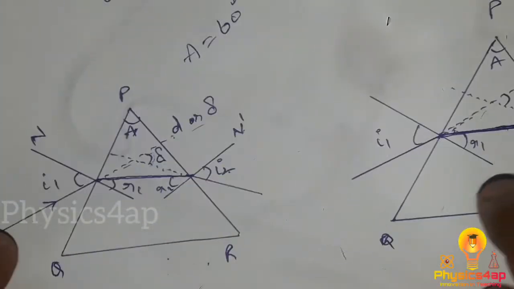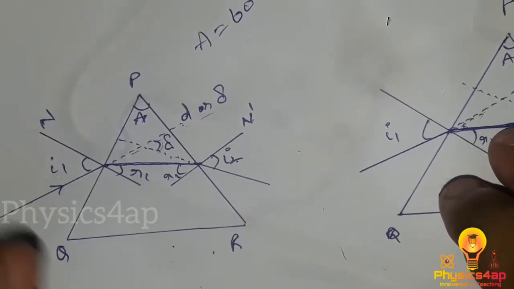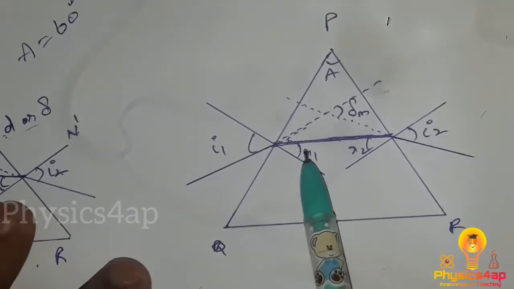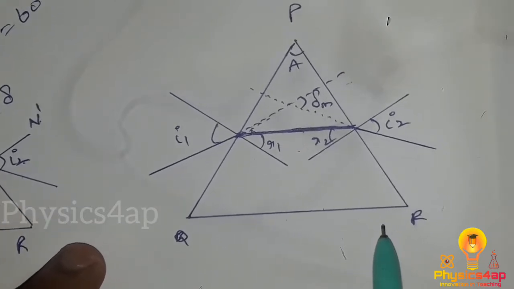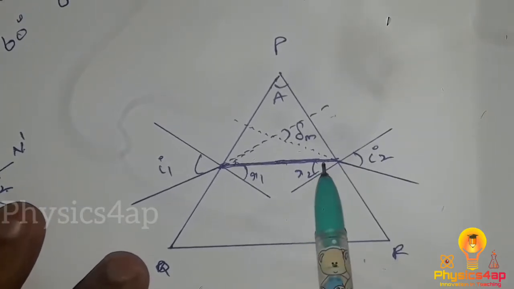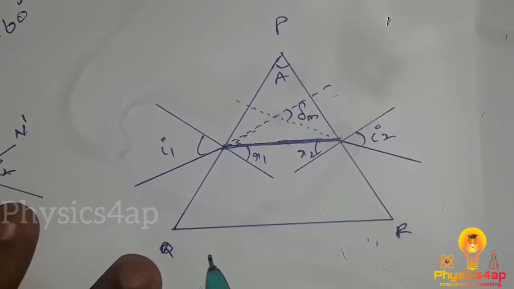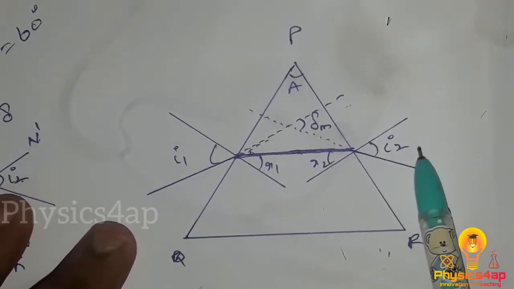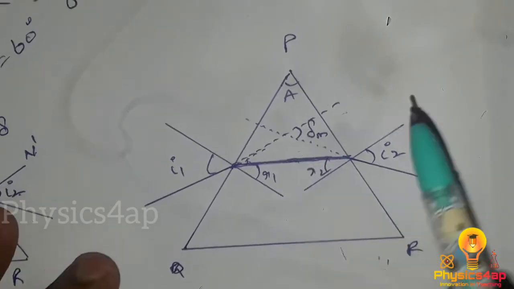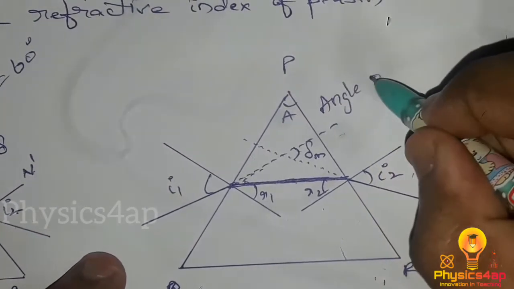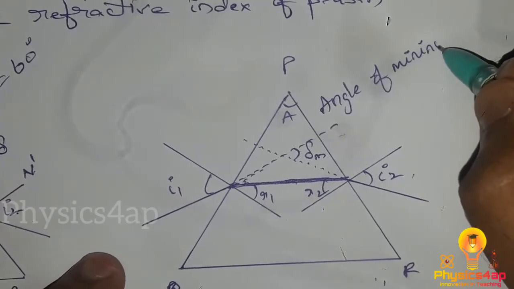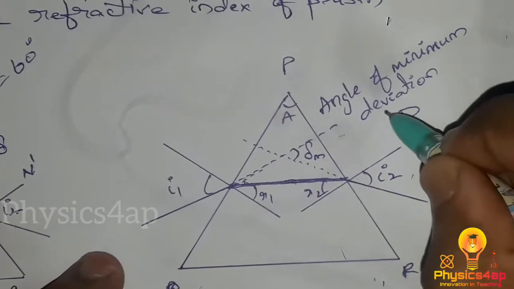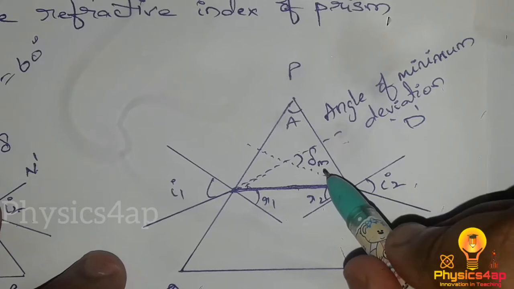Now when we go on increasing the angle I1, at a particular angle of incidence we will get the refracted ray parallel to the QR. So the refracted ray which is inside the prism will be parallel to the QR. In this situation, the angle of incidence will be equal to the angle of emergence, and the deviation which we get here is called the angle of minimum deviation. It is represented with the capital letter D or delta M, that means minimum deviation.